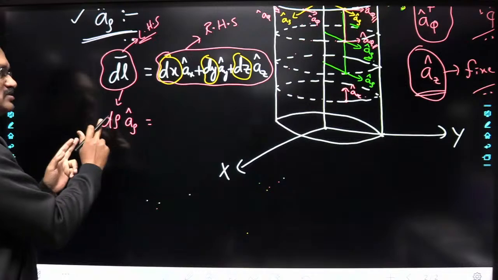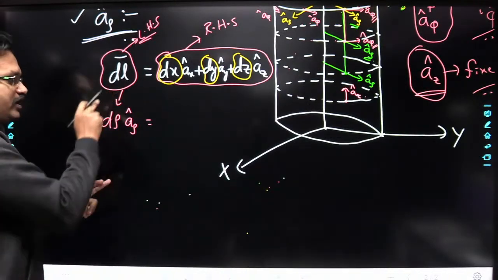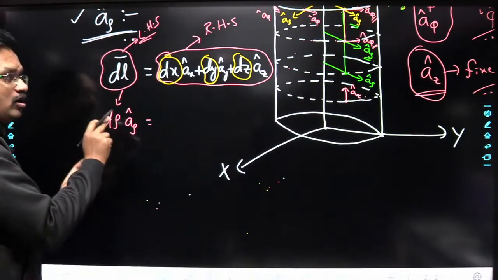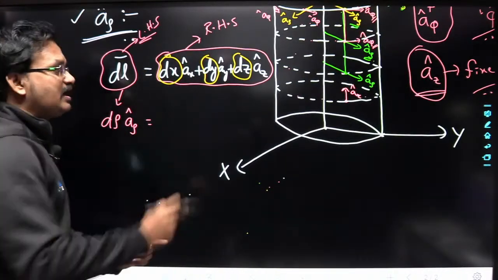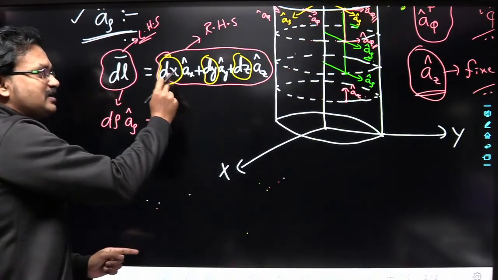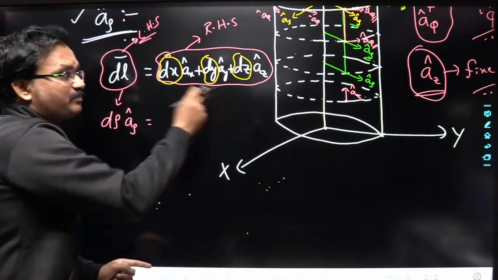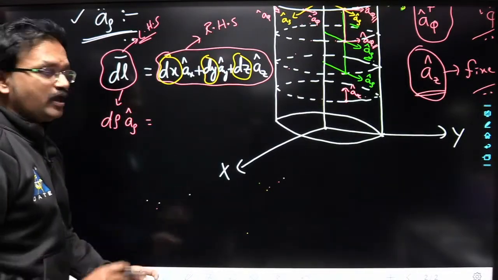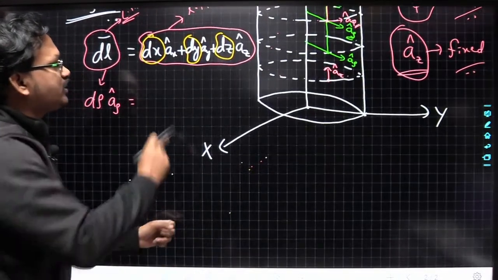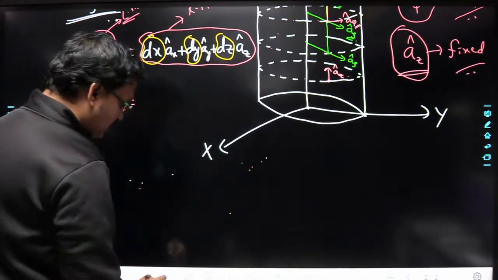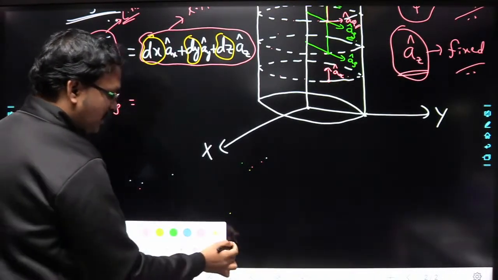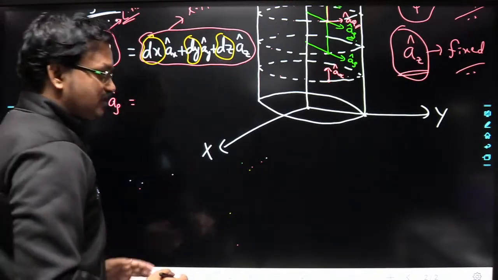Because on the LHS we have determined the differential length by varying only rho, that is d rho a_rho cap, hence on the RHS also we have to determine the differential length, that is dx, dy and dz, by varying only rho. So how to determine dx, dy and dz by varying only rho here? See, we know the relation. In the previous class I have given this relation, yes or no?